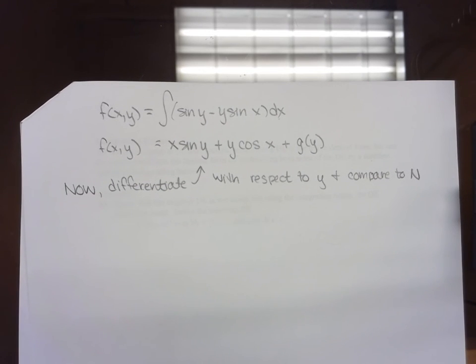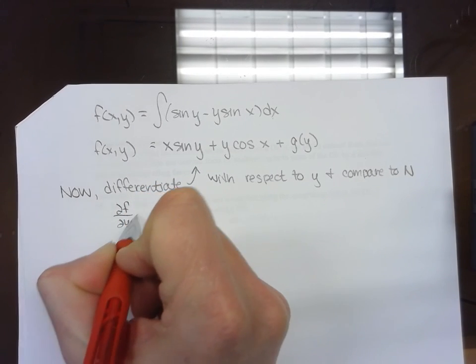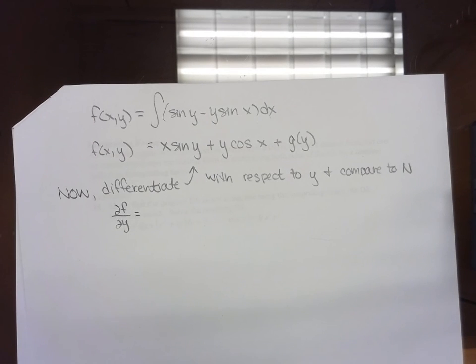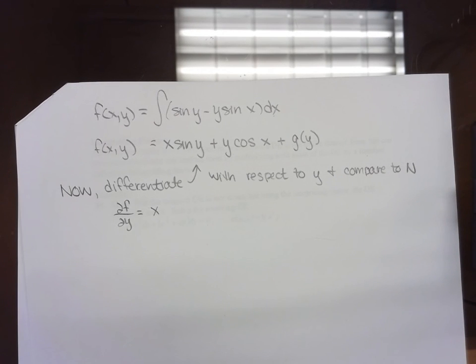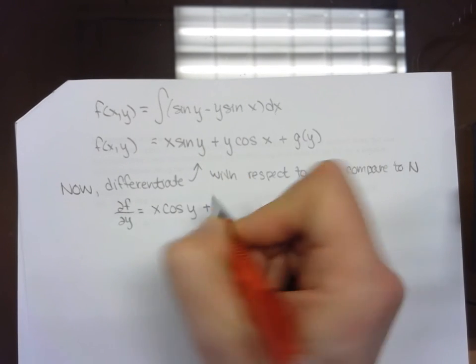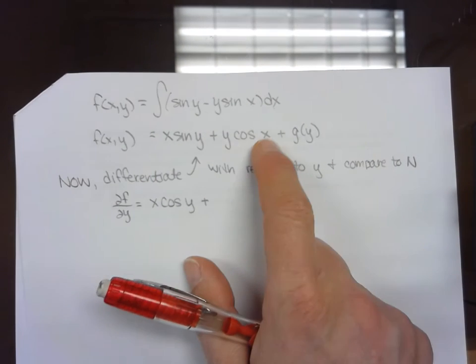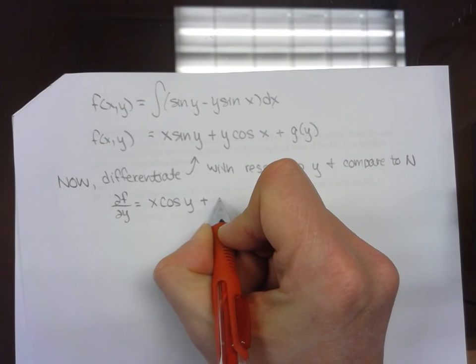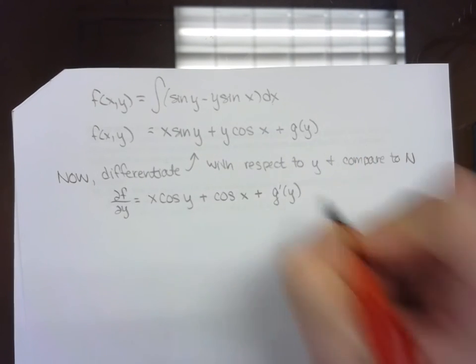Okay, so if this is our function, then I get the partial of f with respect to y. So now we're back to treating x as a constant, right? So when I take the derivative of x sine y, x is a constant that stays in front, and what's the derivative of sine y? Yep, just positive cosine y, plus what? Cosine x, because that's the constant and the derivative of y is 1, plus g prime of y.